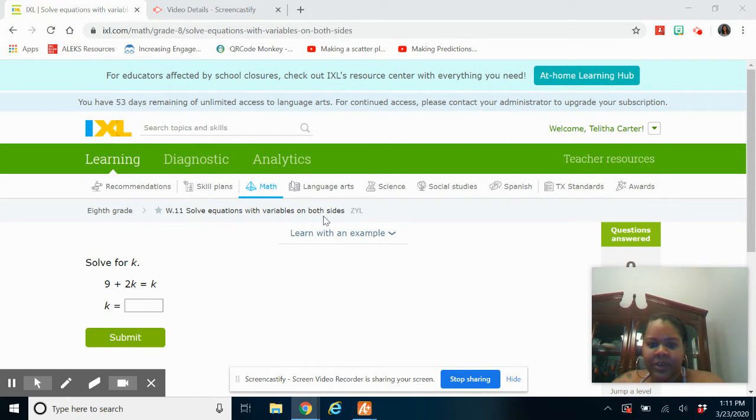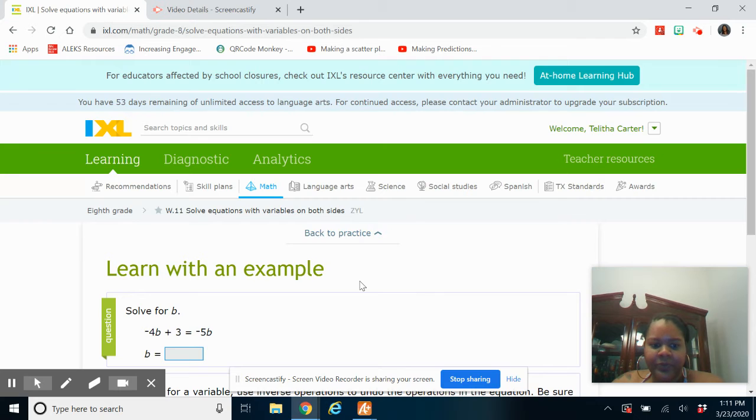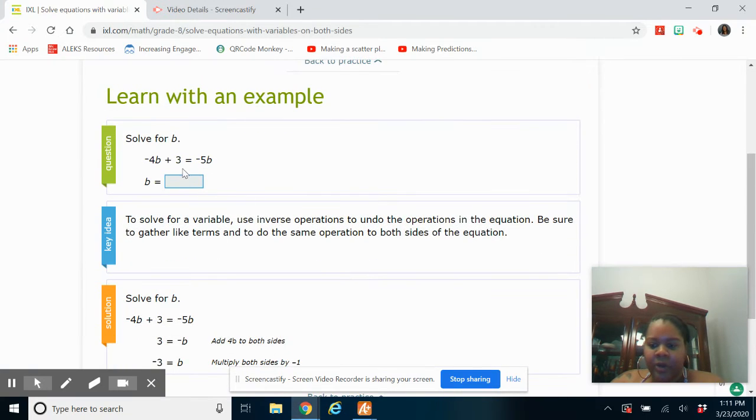Solve equations with variables on both sides. This will be unit 2 in your notebook. As always, whenever you first click on, you can click here where it says learn from an example. They give you an example problem, which for us is going to be negative 4b plus 3 equals negative 5b. We want to know what b equals.